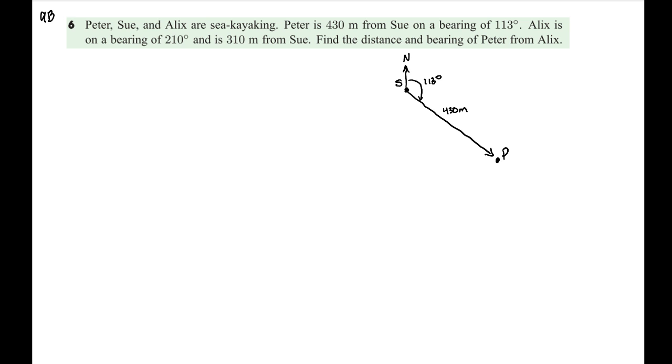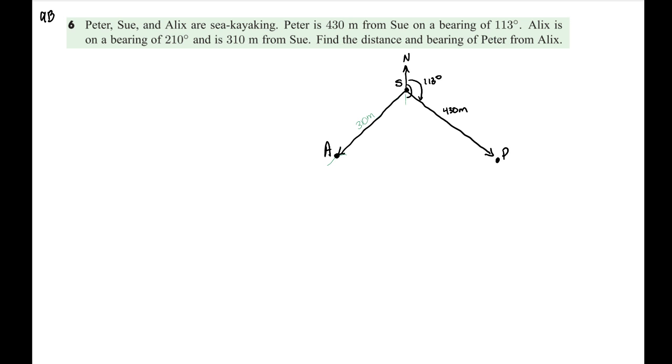Alex is on a bearing of 210 degrees from Sue, and she's 310 meters away. So again, if Sue was sitting in her boat and she rotated 210 degrees, she would be looking directly at where Alex is. So this is 180 here, so 210 is somewhere this way. Now Alex is a little bit closer. She's only 310 meters away. So now that I've kind of visualized that, I'm going to draw on the line a little bit more solid. And there's point A, that's Alex.